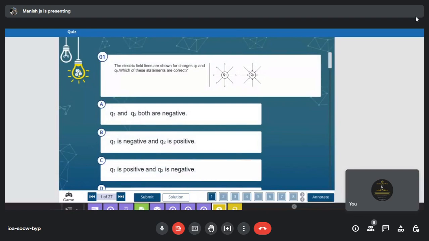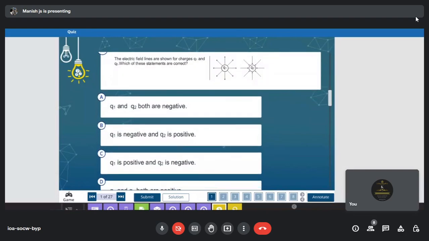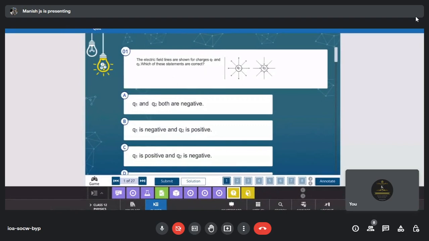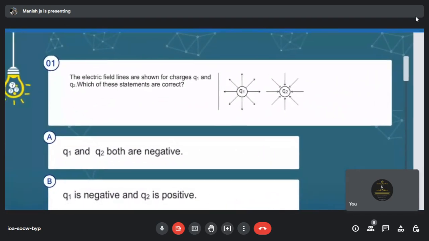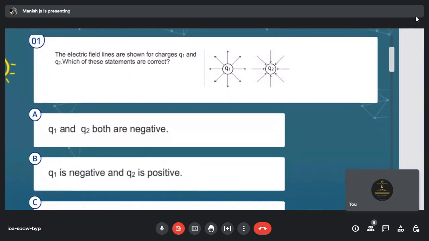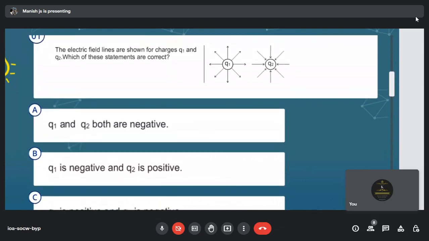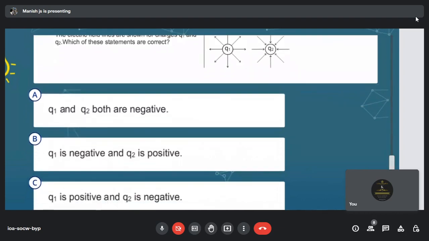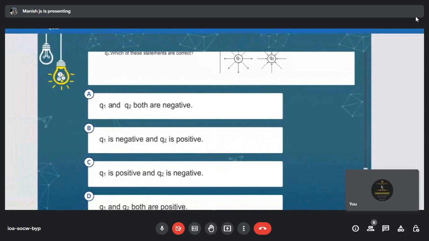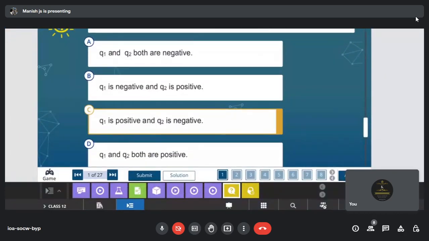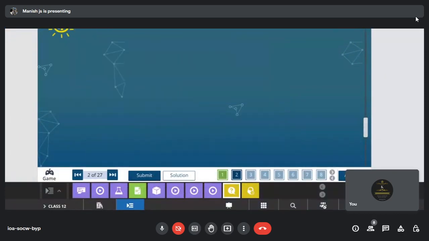Here's the first question. So try out these questions. The electric field lines are shown for charges Q1 and Q2. Which of these statements are correct? Sir, Q1 is positive charge, Q2 is negative charge, sir. Yeah, so it would be option C. Yes, that is correct.